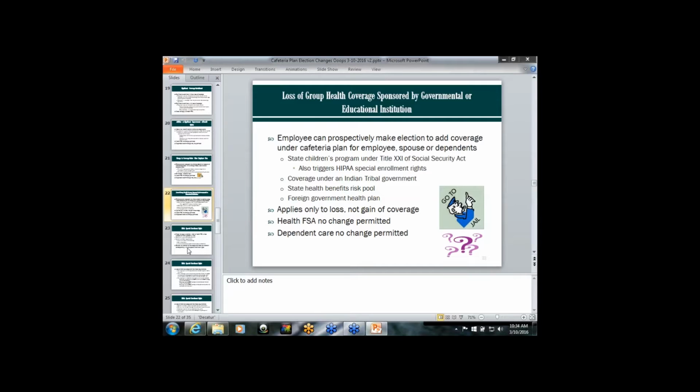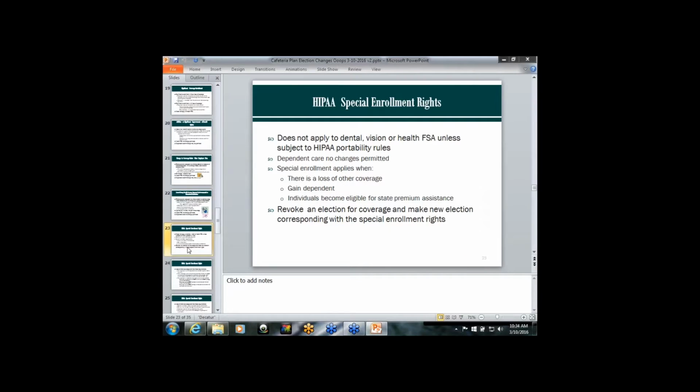The answer is actually no, because this requirement says loss of the coverage under a governmental plan. In that situation, if somebody's going to jail, they're gaining that coverage. And again, you can't make the change. Got to be careful, though. That might trigger a special enrollment right also if they lose the coverage. We're talking about HIPAA special enrollment rights.